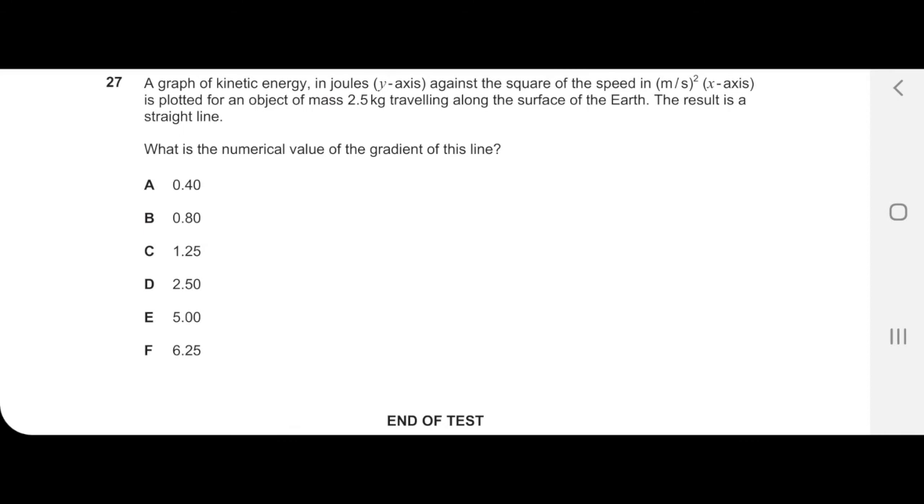So, when you see the word kinetic energy, you should be thinking of E is equal to 1/2 mv². And they gave you the variables as well. They gave you E, they gave you v squared, they gave you the mass. So that's the equation that you should be thinking of straight away. And they referred to this graph being a straight line, and the straight line graph equation is y equals mx plus c.